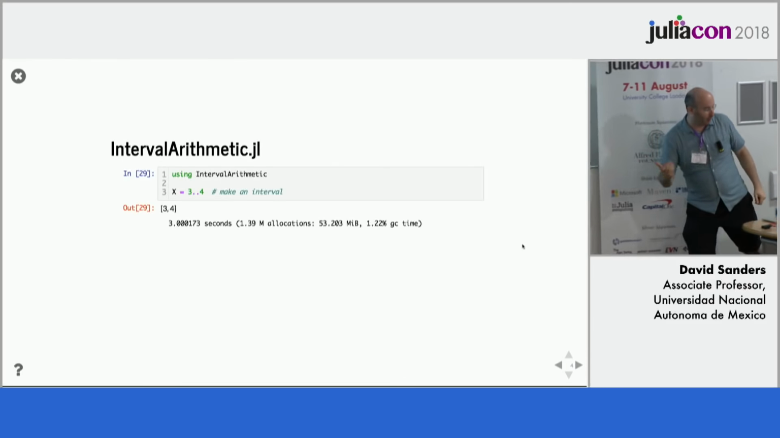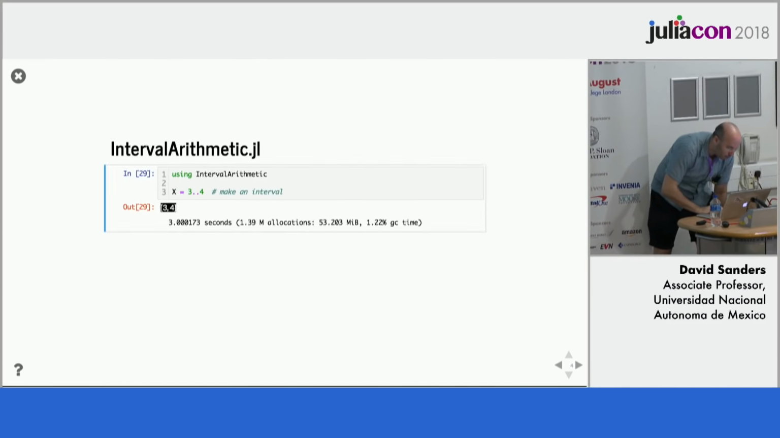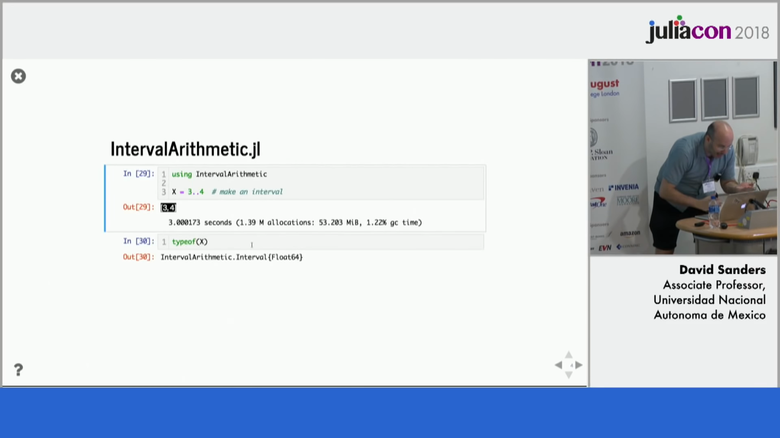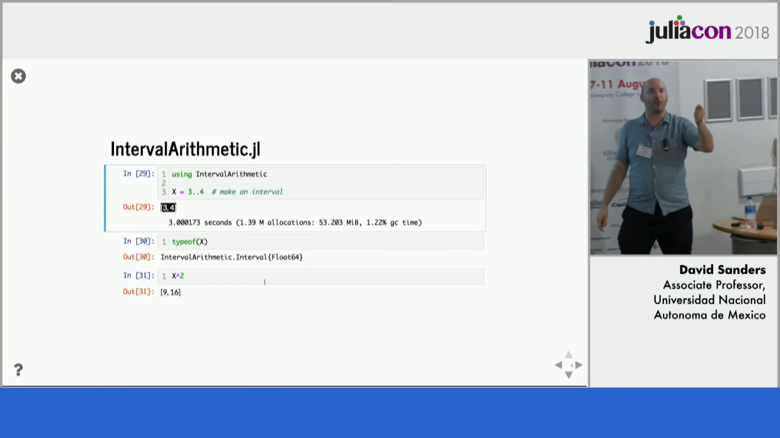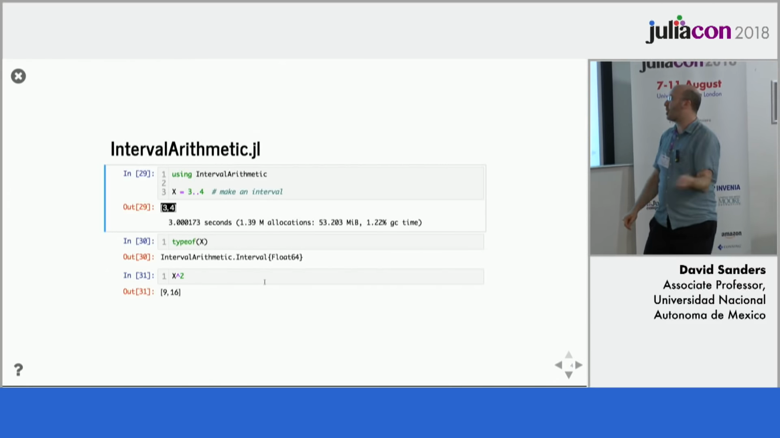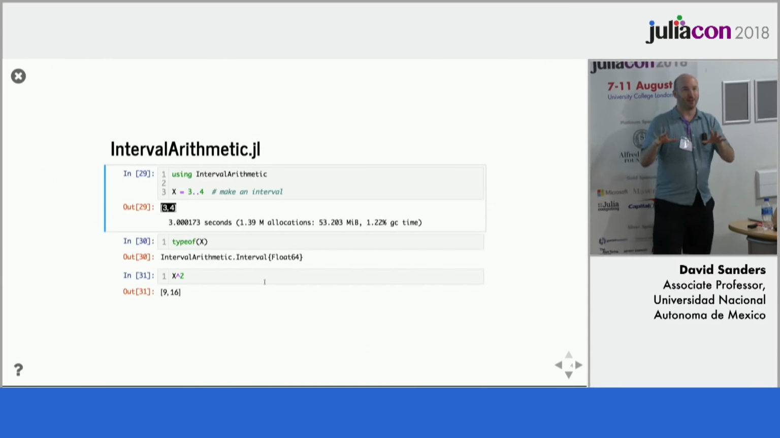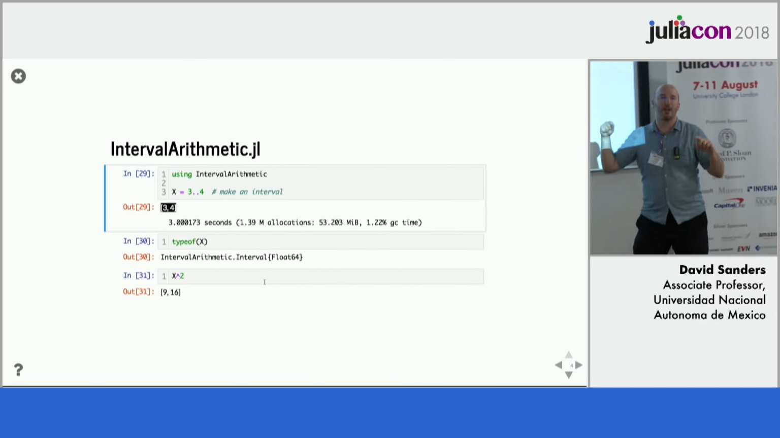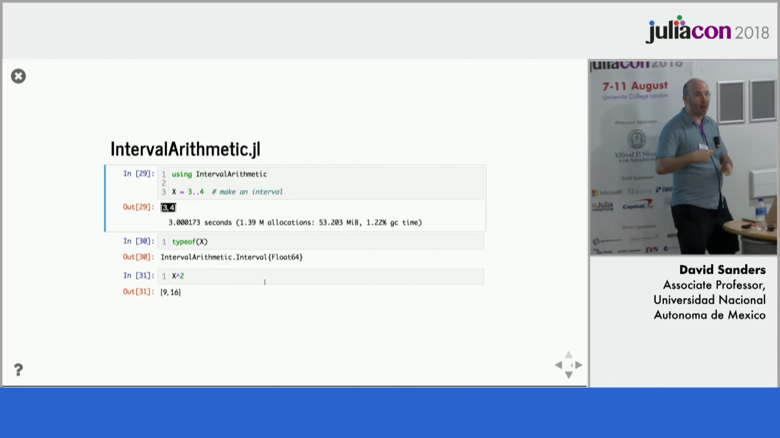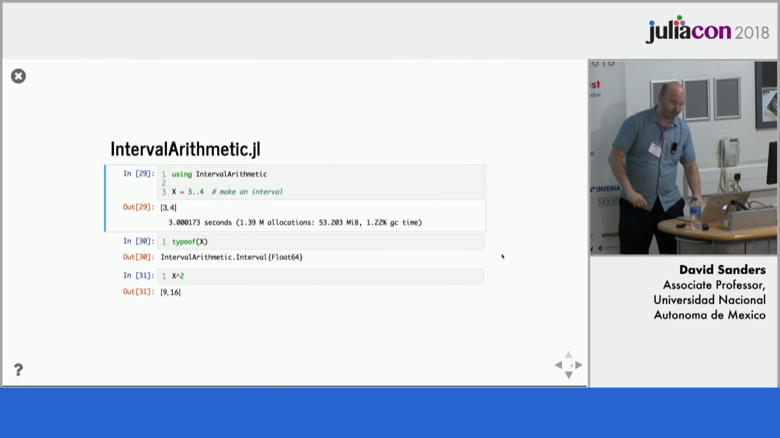So how do I make an interval? I use this dot dot notation. So 3 dot dot 4 makes the interval from 3 to 4. And it has this type, Interval, and it's parameterized on the type of floating point number that lives inside. So the same code works with big floats, and would work with all kinds of other weird floating point types that people have defined, except that we have this requirement on directed rounding, which means that we can't really use any floating point type that people have defined.